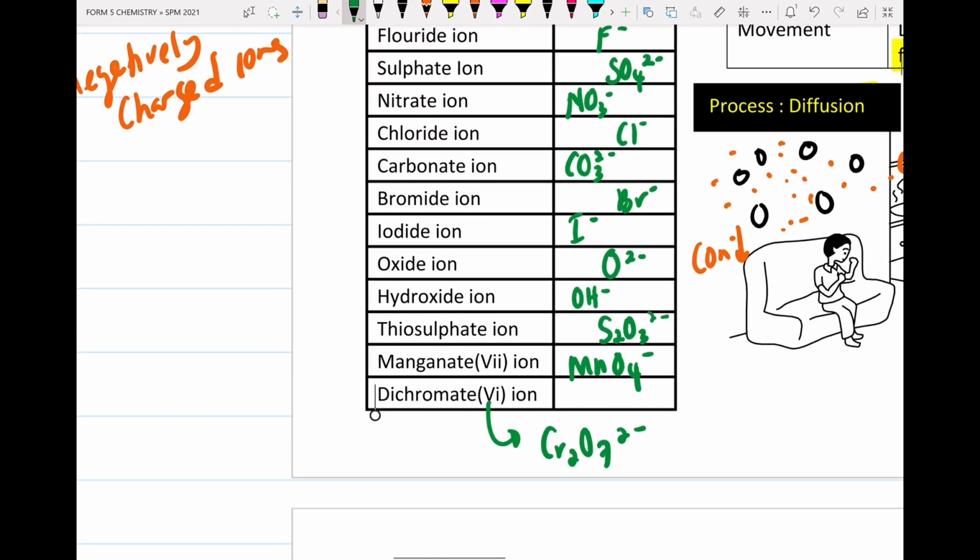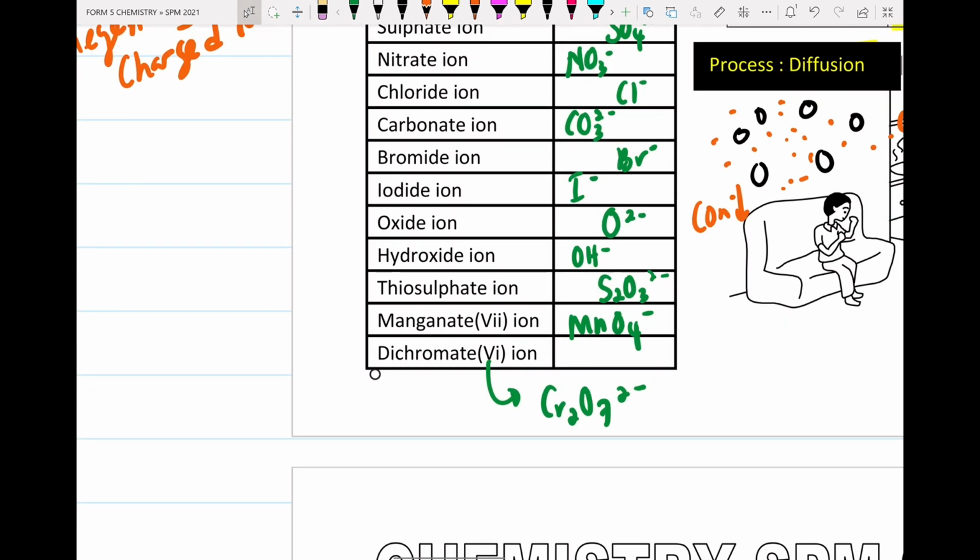All anions are colorless ions except these two ions: MnO4 negative, which is a purple color ion, and Cr2O7 2 negative.